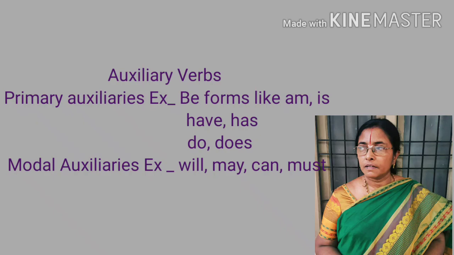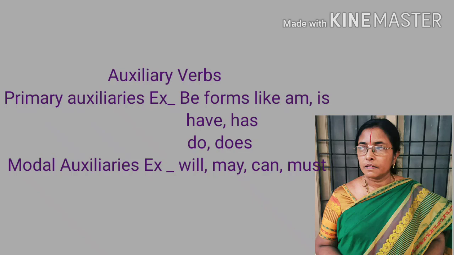Now let us observe the classification of auxiliary verbs. Auxiliary verbs are of two categories. Those are primary auxiliaries and modal auxiliaries. What is the difference between primary auxiliaries and modal auxiliaries? See the examples there. All be forms, am, is, are, was, were, all these are called be forms, and have, has, do, does, all these come under primary auxiliaries. How can you define primary auxiliaries? These primary auxiliaries are sometimes used as main verbs, sometimes used as helping verbs.